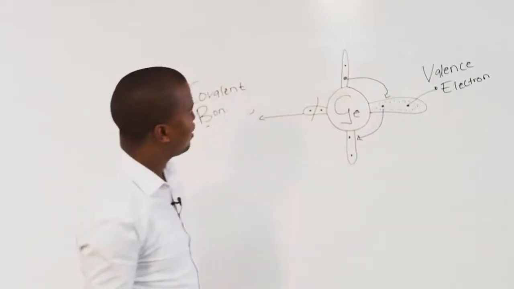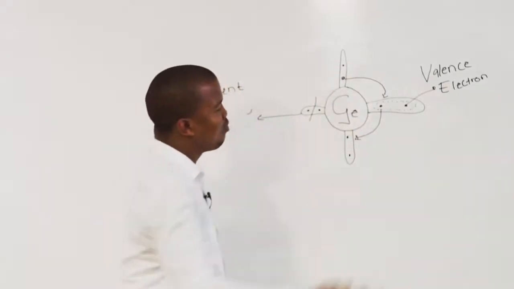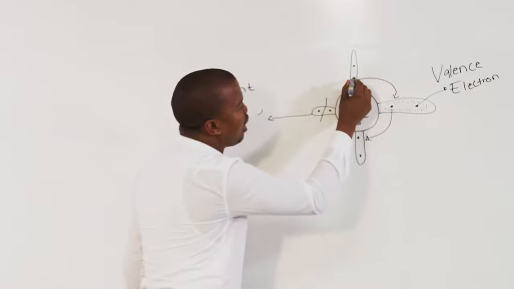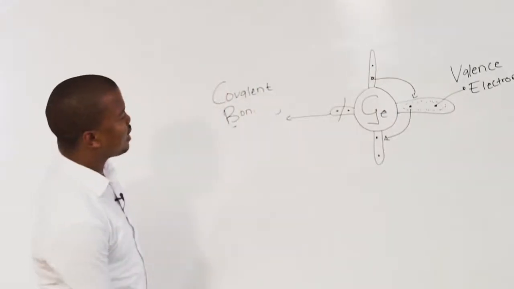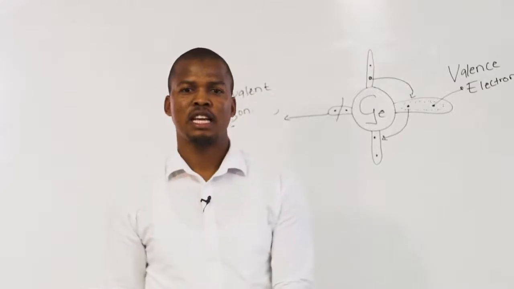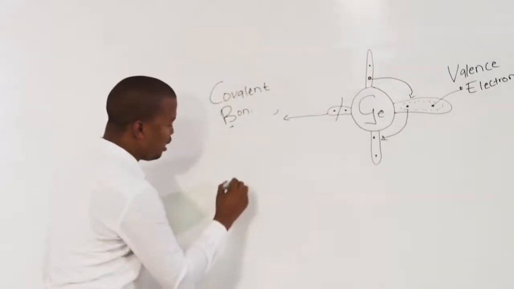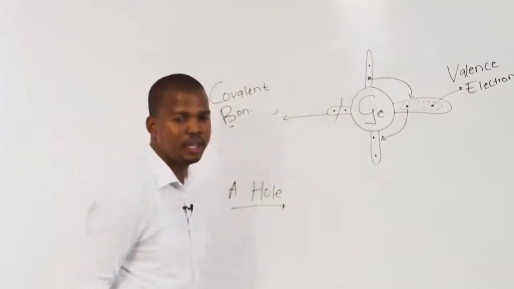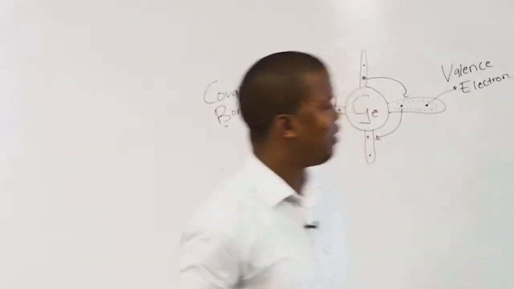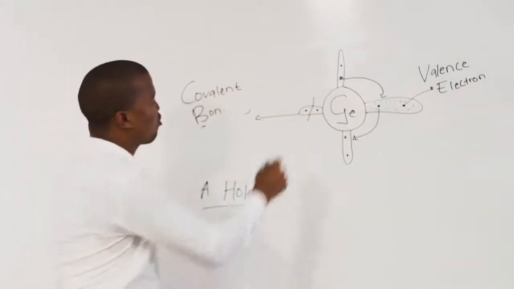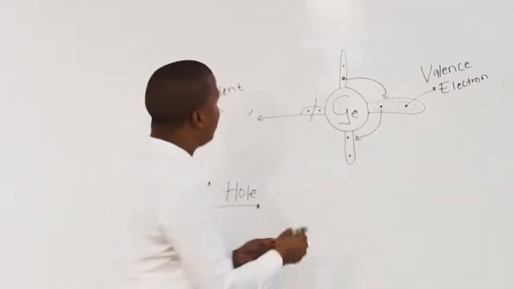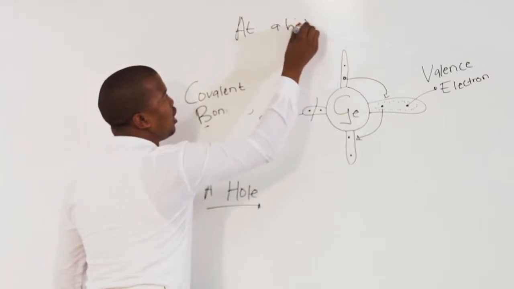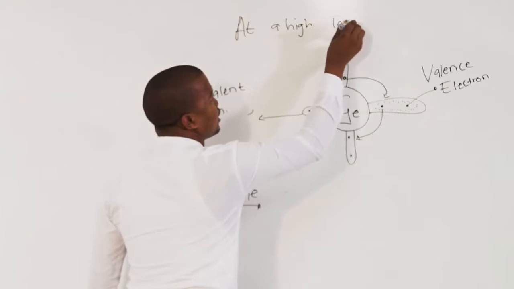If you increase the temperature, you'll get a high movement of valence electrons, and at some stage, you will find a vacant space here. A vacant space after the valence electrons have moved, we call it a hole. A hole. That's what is left when the valence electrons have moved from one bond to another at a high temperature.